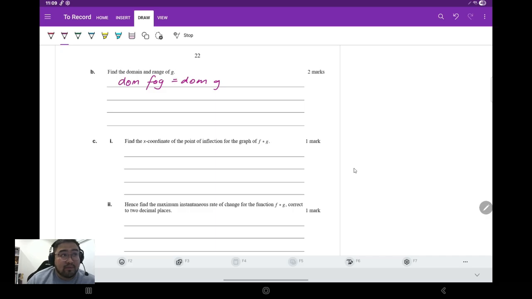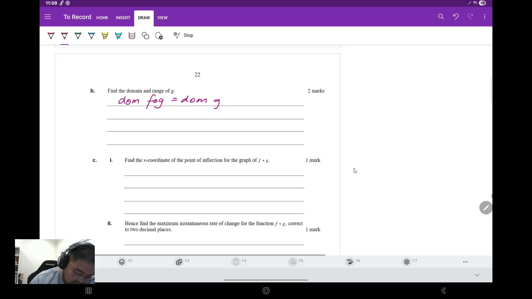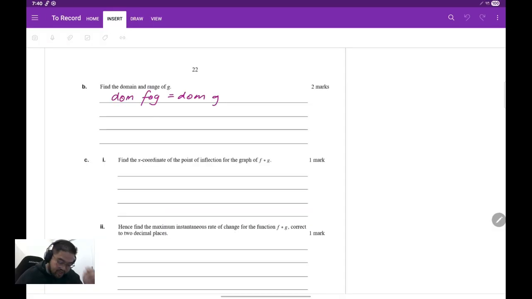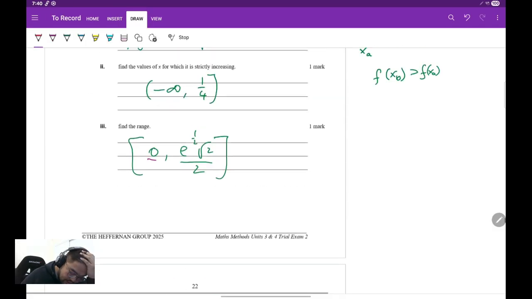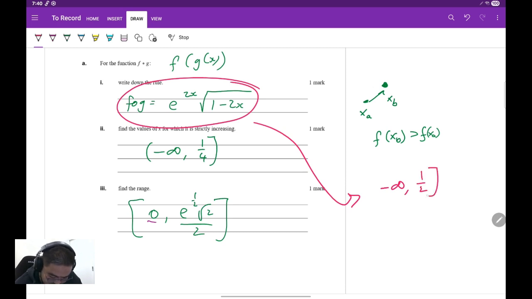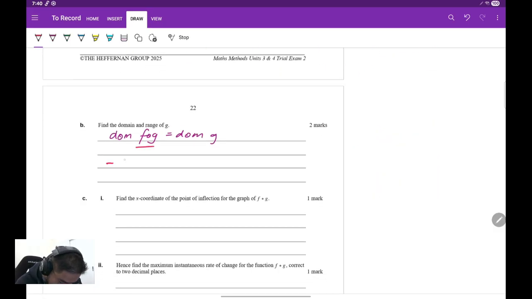Okay, so since the domain of fog is equal to the domain of g, the domain of g depends on the domain of fog. Fog is going to be this equation, and this equation is defined for all numbers from negative infinity up until a half, inclusive of a half. So since this is negative infinity to a half inclusive, that's going to be the domain of g as well. So that's going to be negative infinity to a half.